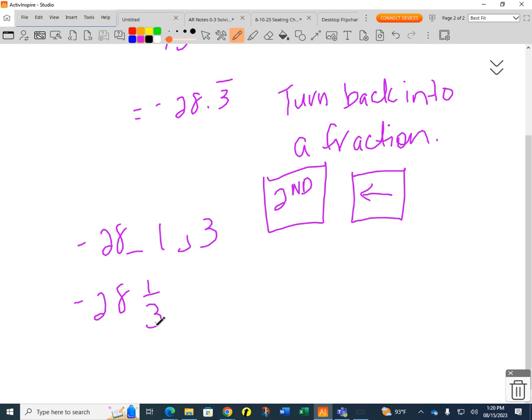Now I think we decided to turn this back into an improper fraction. Now we're going to hit the second button and the ABC button and tell me what you get. Negative 85 over 3. Don't forget the negative, right? So now that's negative 85 over 3. All we had to do was divide it and then use our fraction buttons. Use our buttons that will turn it from a decimal back into a fraction. Any questions? We're going to do some more.